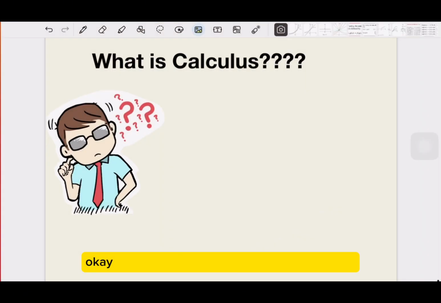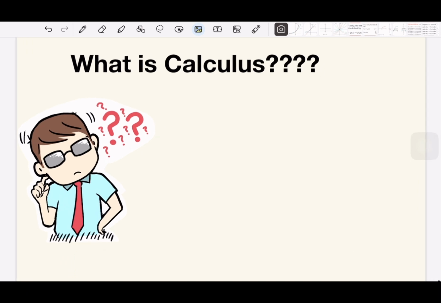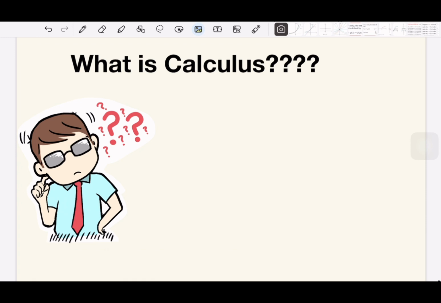Okay, let me go through here with some stickers. What is calculus? Any idea? Any idea? Have you learned calculus before? Maybe some part of it? In high school, right? Maybe some part, not really all of calculus, right? Have you learned? Not yet? Some part, right? A little bit? Okay. And what's your conclusion? What's your name?